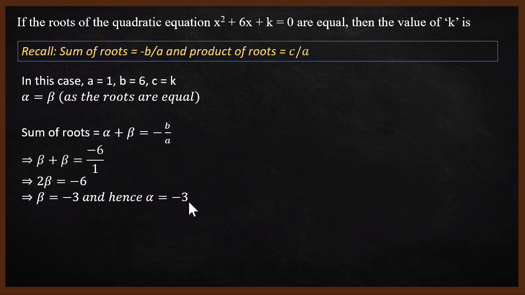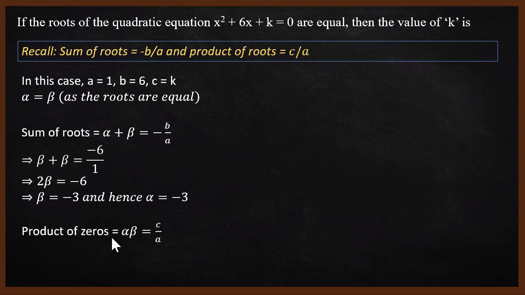Now, what is the use of this? Once we know the value of alpha and beta, we can find the product of roots, that is alpha beta, which equals c by a. Now, what is c? C is the k that we need to find. A is a constant. So if I substitute the value of alpha beta in this equation, we can get the answer. Let's look at that.